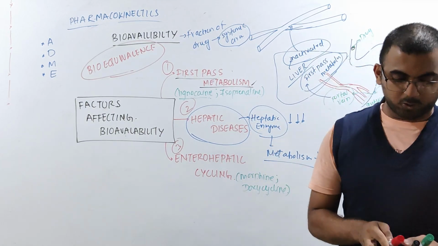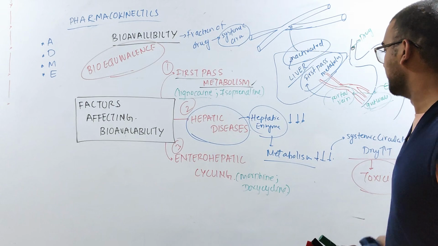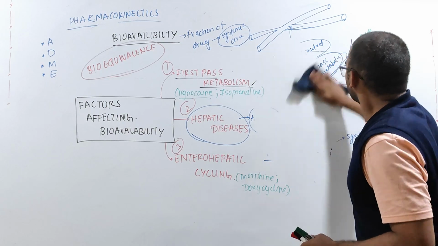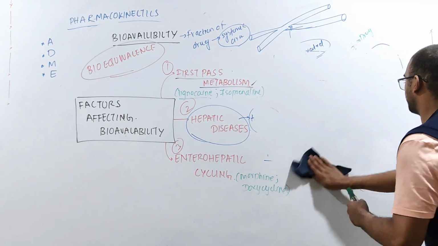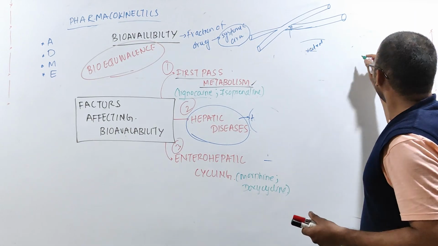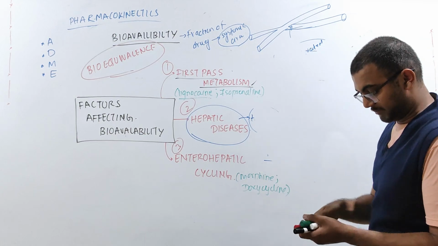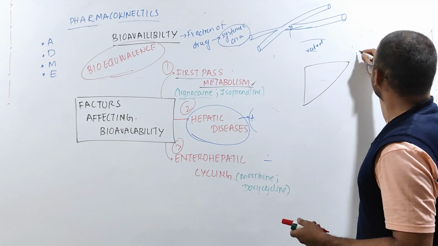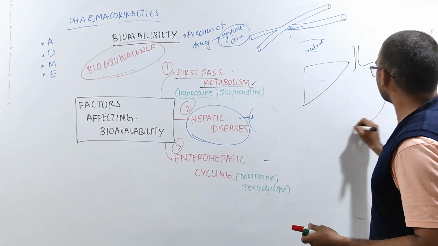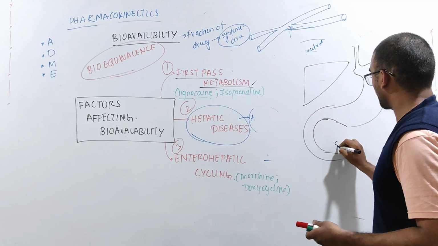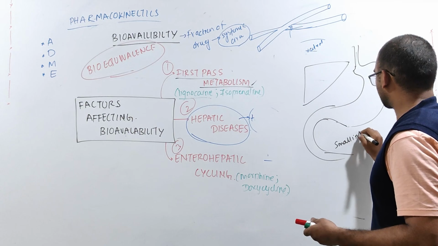Now next we are going to go for enterohepatic cycling. This is very important and interesting too. Let's try to understand this. This is your stomach, this is your liver. Then here you have the GI, the stomach, and then here you have the small intestine.